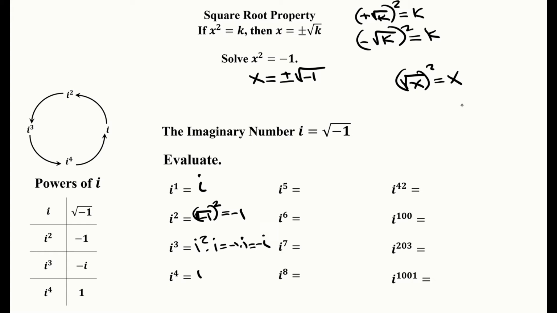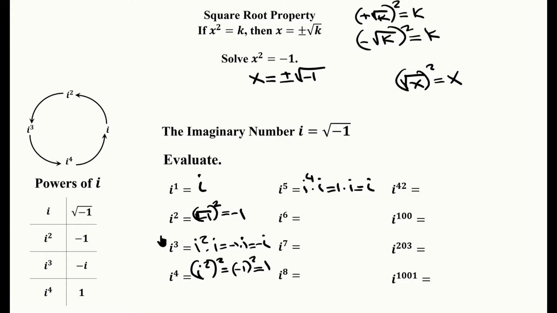i to the 4, we can always think of it as i squared squared. So i squared from here we know is -1. So we can say that's -1 squared. So we know that's going to become 1. The interesting thing is that from here, things just repeat. Let's, for example, look at i to the 5. You can think of that as i to the 4 times i, right? And we just saw that i to the 4 is 1. So that's just going to be 1 times i, which is i. So we're back to i.